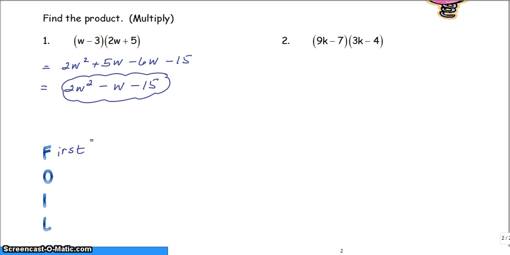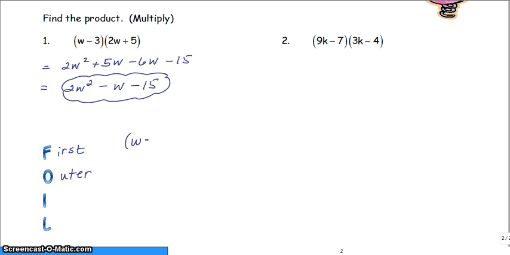We want to multiply the first number in each of the parentheses together. And then we want to multiply the w times the 5. And so that would be the w and the 5 being the outer numbers of the two parentheses. So O stands for outer.